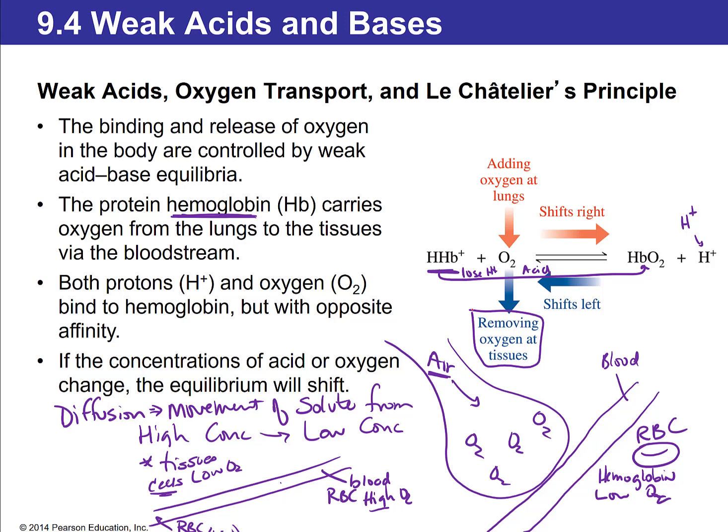So that shifting is going to help to push oxygen out of the blood, push it into the cells, and allow the cells to use it for energy. And it's all on that premise, that diffusion premise. Things move from high to low concentration. But it's really an equilibrium balance that allows for that movement.